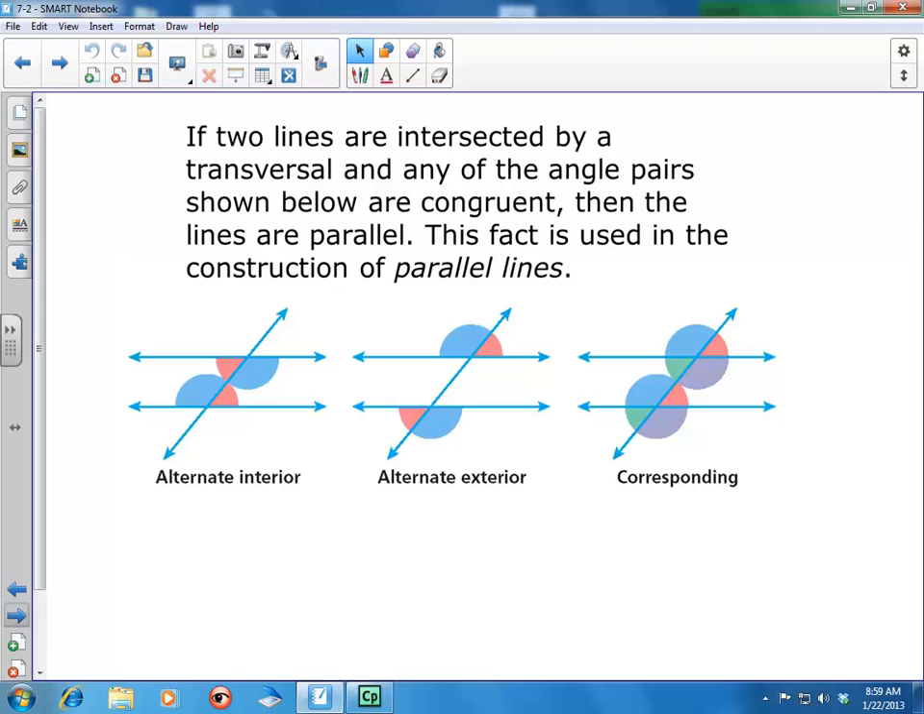We're not going to be constructing parallel lines this year. However, you will do that whenever you get to high school and you're in geometry. You'll be doing a lot of different constructions.